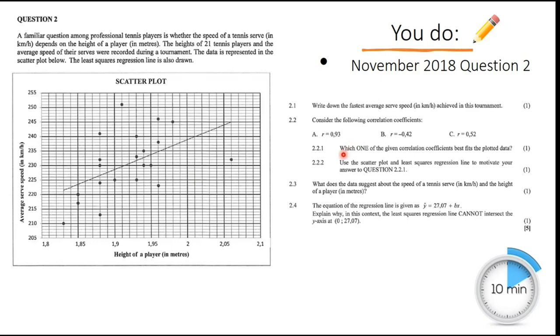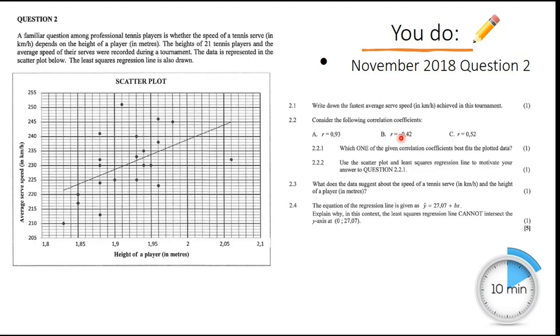And then for 2.2.2, you now have to give a reason. You have to motivate. You can guess correctly and get your one mark, and then try and give a reason. Why did you choose that one?